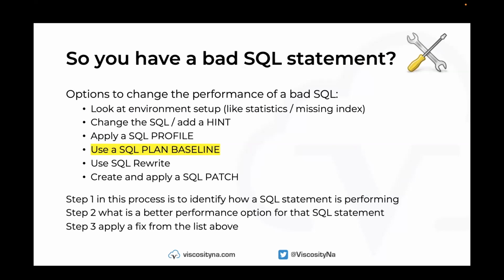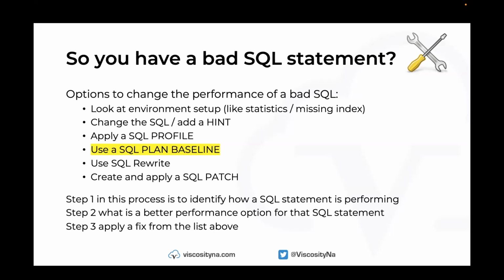Okay, so again, we're going to talk about SQL performance tuning. So you have a bad SQL statement. Once you identify that the SQL statement needs to be tuned, maybe you tune it, then you have to do something to make that SQL statement change. You have to do some kind of change to the system. So really our options for changing are to change the environment, maybe statistics, a missing index or something around the objects or around the database. Maybe we have to change the SQL statement itself, recode it, or add a hint. Perhaps we can apply a SQL profile. Perhaps we can apply a SQL baseline, which is what we're going to talk about in depth today. You could use something like SQL rewrite, or you could apply a SQL patch.